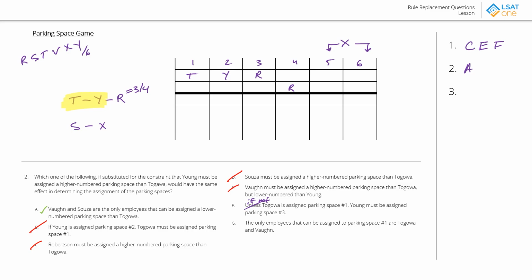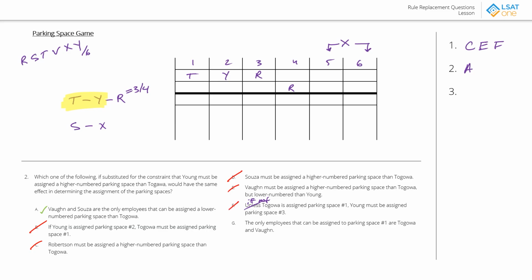So for example, in this situation where T is not in 1, you could have just as easily ended up with T in 5. Now, according to this, Y would still have to go into 3, but that wouldn't ensure that T is before Y. So answer choice F does not get the job done.